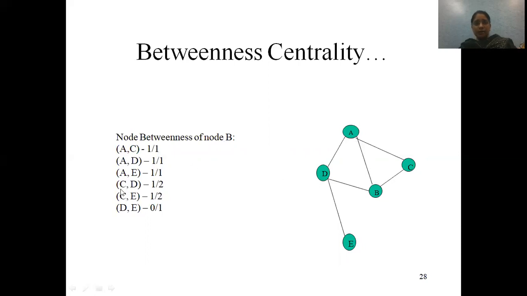Now come to C to D. Yes, there exists a path via B. So that is 1 as a numerator, and for C to D, the shortest paths are C to B, B to D and C to A, A to D. So the count will be 2. So that is 1 by 2. And in case of D to E, there is no path via B. So we are taking 0 upon 1.